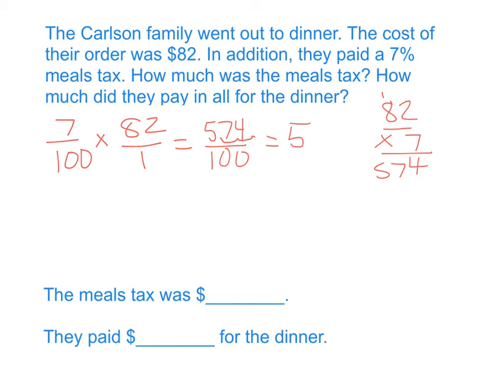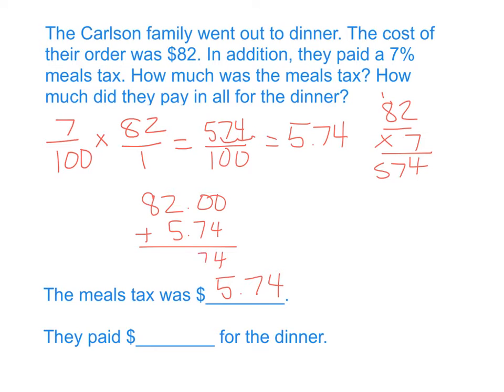So $5.74 is the meals tax. Then I have to add that on to my $82 for a total of $87.74.